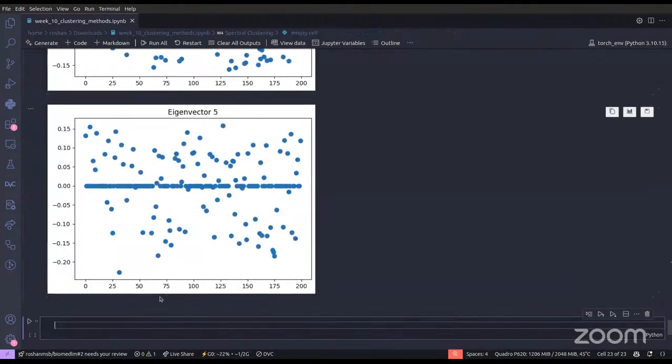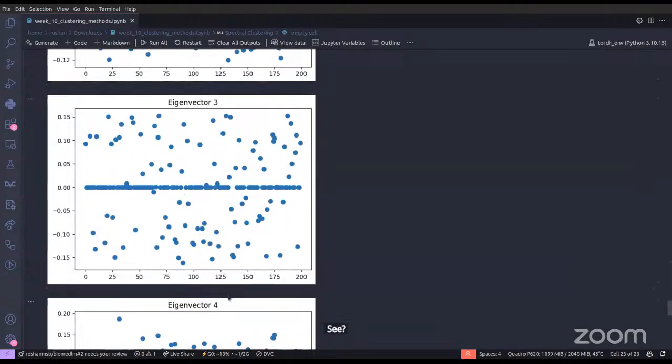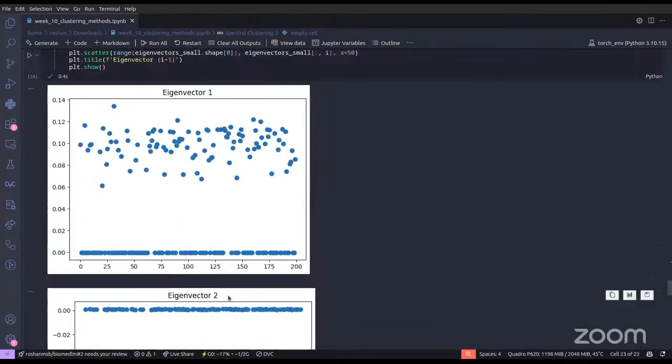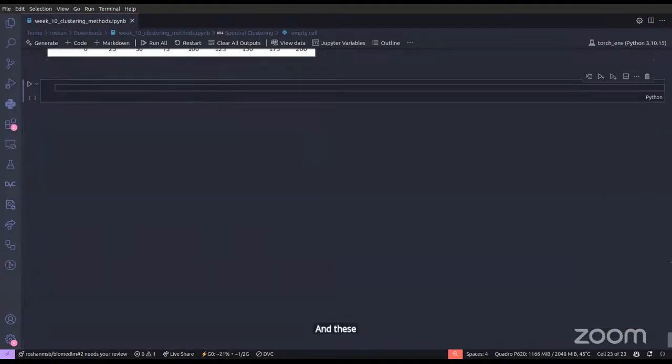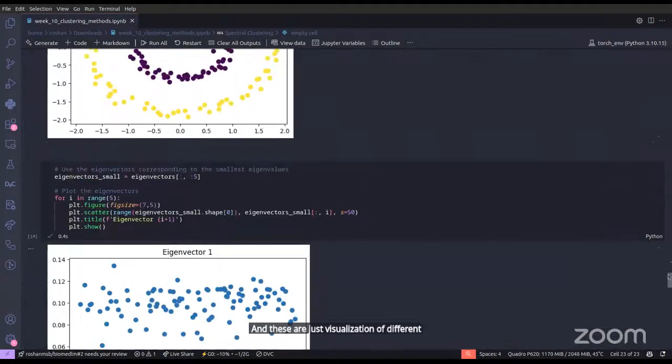See. And these are just visualizations of different eigenvectors. Okay.